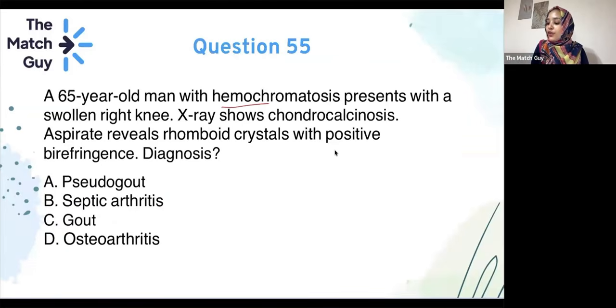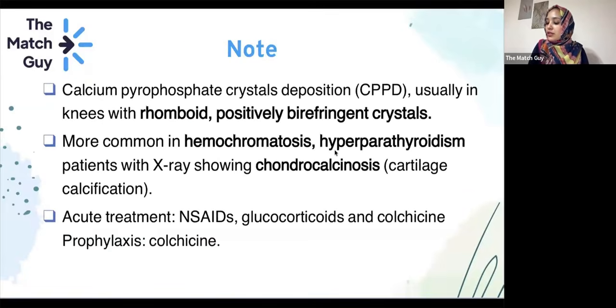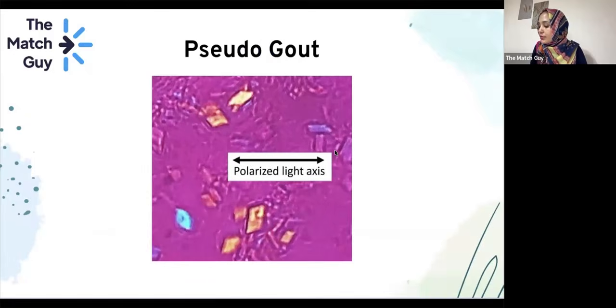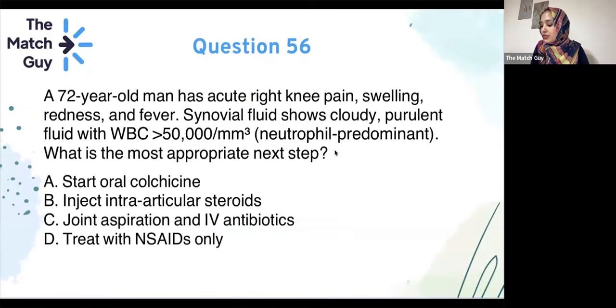Okay, so this one has hemochromatosis, a swollen knee, chondrocalcinosis, rhomboid crystals, and positive birefringence. So this one is straightforward, right? This is pseudogout. Like we said, this is calcium pyrophosphate crystal deposition. We're going to see it in hyperparathyroidism and hemochromatosis. We're going to see the chondrocalcinosis. Acute management is the same: start with NSAIDs, move on to colchicine, and then steroids. For prophylaxis or prevention, you're going to give colchicine. And this is how it would look under polarized light.